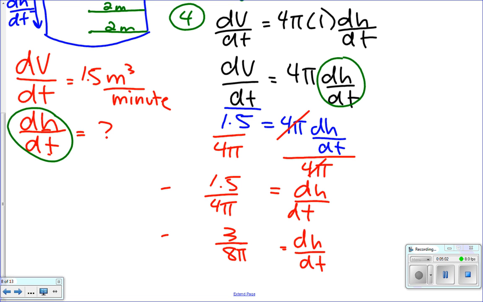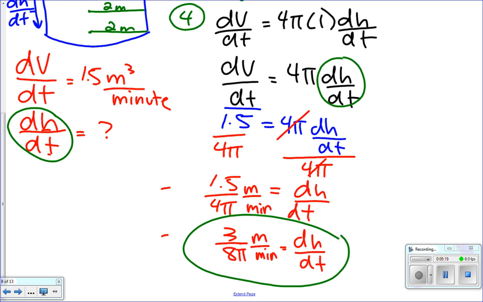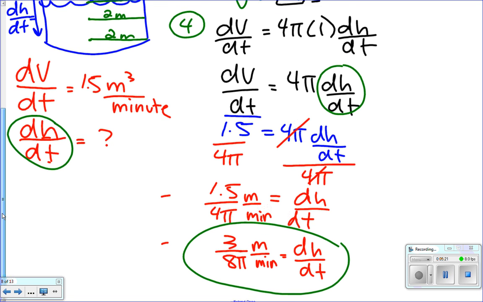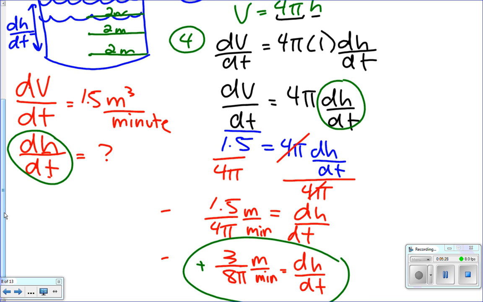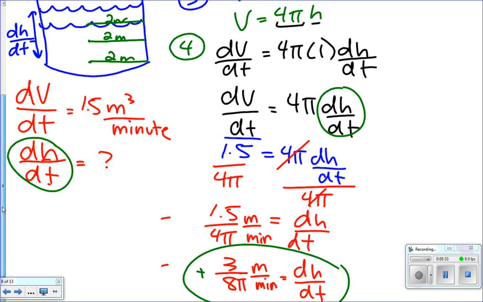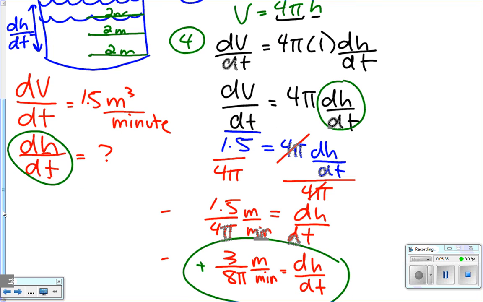Watch the units. This is the rate at which the height is changing with respect to time. So remember, we are working with meters, so meters per minute. So that is the rate at which my height is changing with respect to time. So that's how you do that question. Also notice this is positive, of course, because it's increasing as your water level rises while water is being poured into this tank. So that's how you do this question.